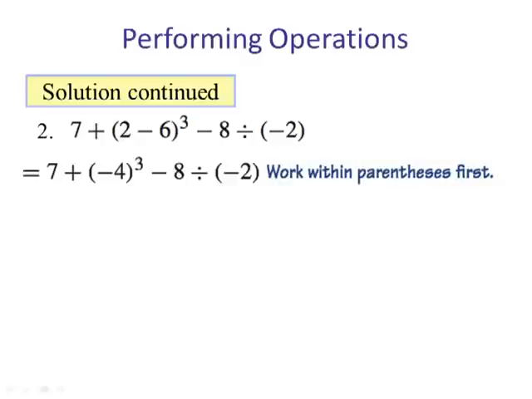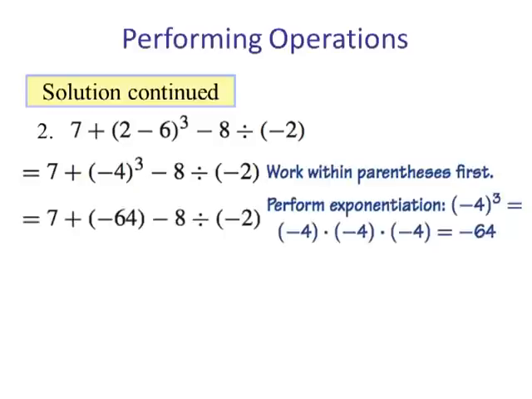For number 2, we have parentheses here. So 2 minus 6 is negative 4. Our next step is to do exponents. So negative 4 times negative 4 times negative 4 is negative 64. So we have addition, subtraction, division. Division comes next. 8 divided by negative 2 is a negative 4.